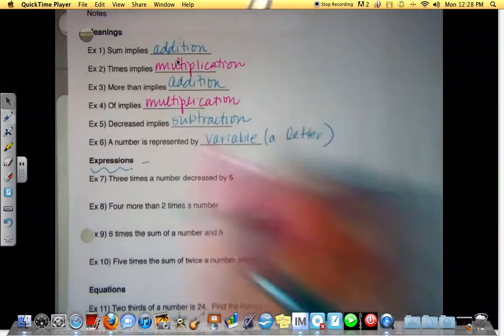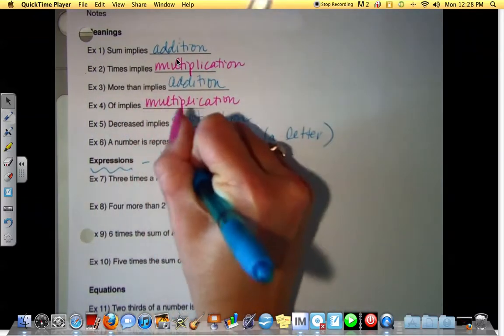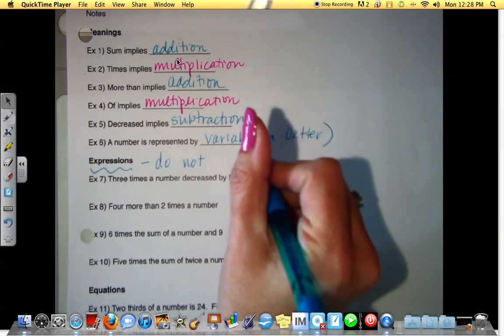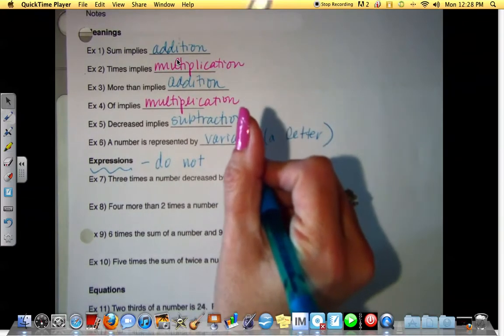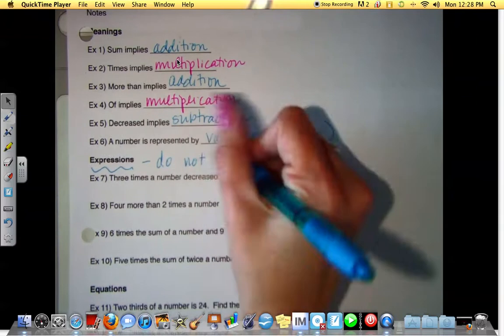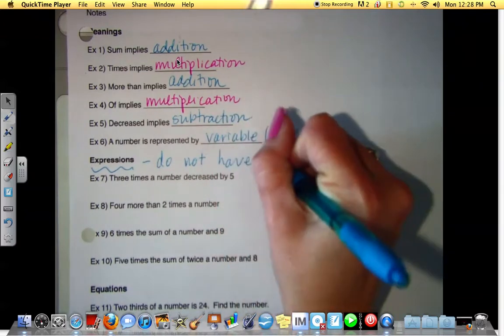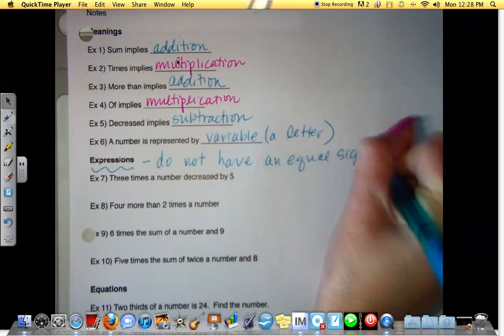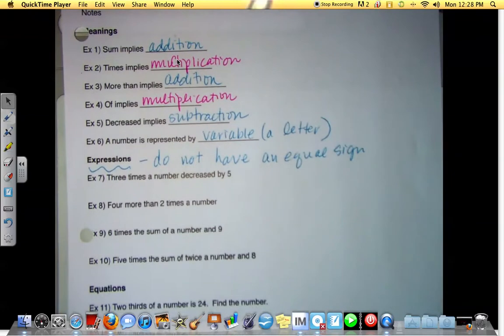Expressions are different from equations because you don't solve them. They do not have an equal sign. Expressions just have a few terms put together.